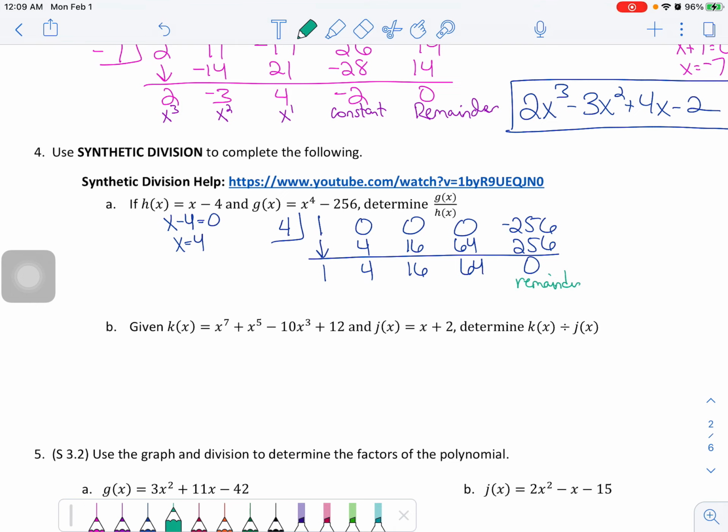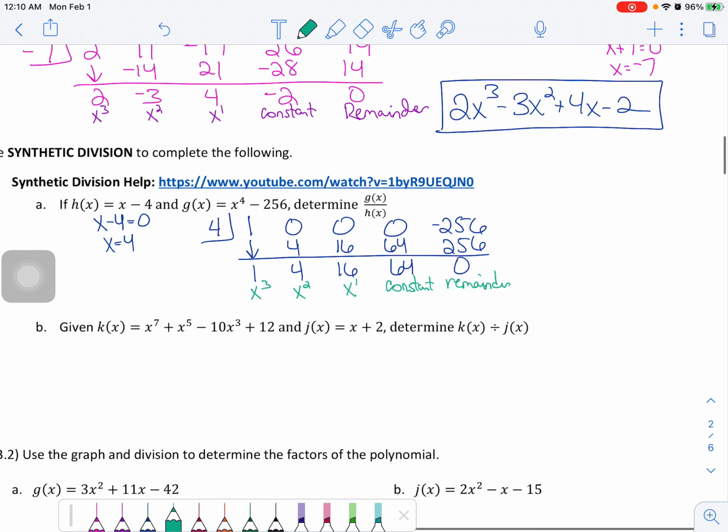And just like in the last problem number 3, I counted all of the pieces. I'm going to do the same thing. So 64 is my constant. 16 is the coefficient of x to the 1st. 4 is the coefficient of x squared. And 1 here is going to be the coefficient of x cubed.